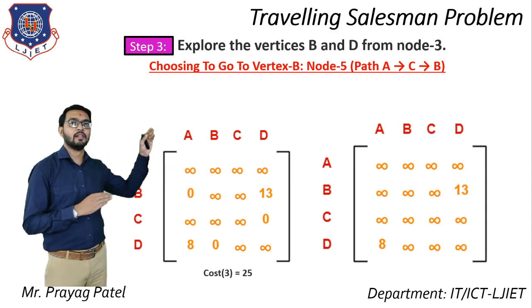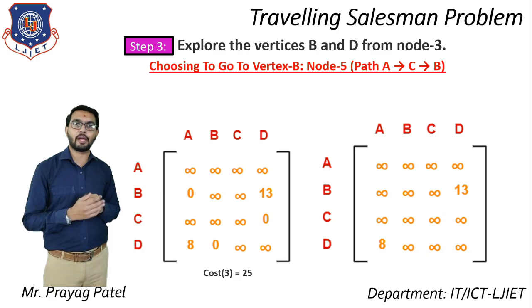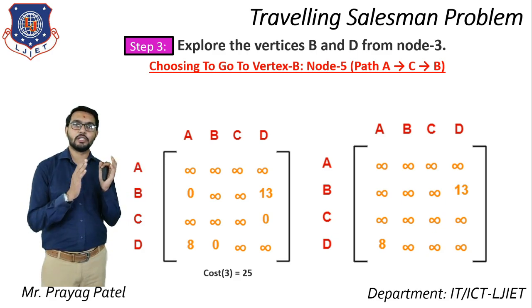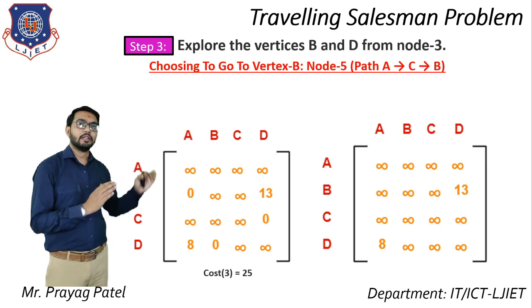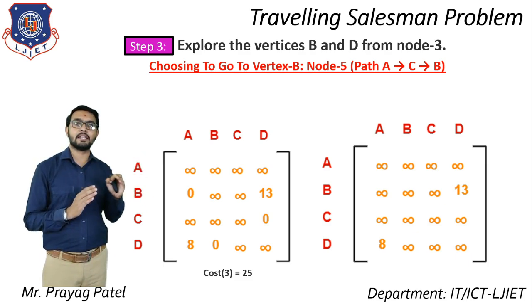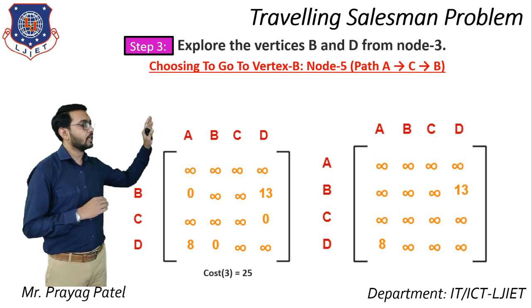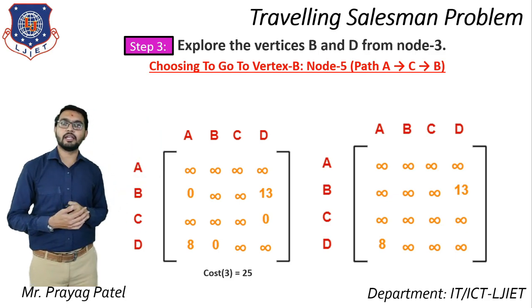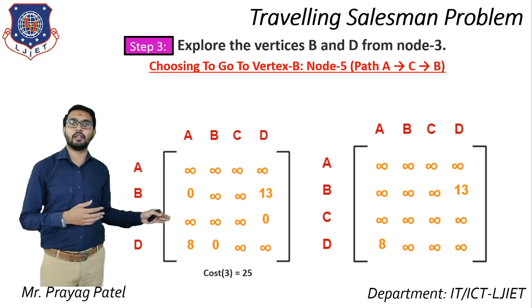So here consider the next step as node number 5. The path is A to C, then C to B, because the A to C path is fixed. Then we consider two possibilities: ACB and the second one, ACD. First consider the ACB possibility. The initial matrix is here.